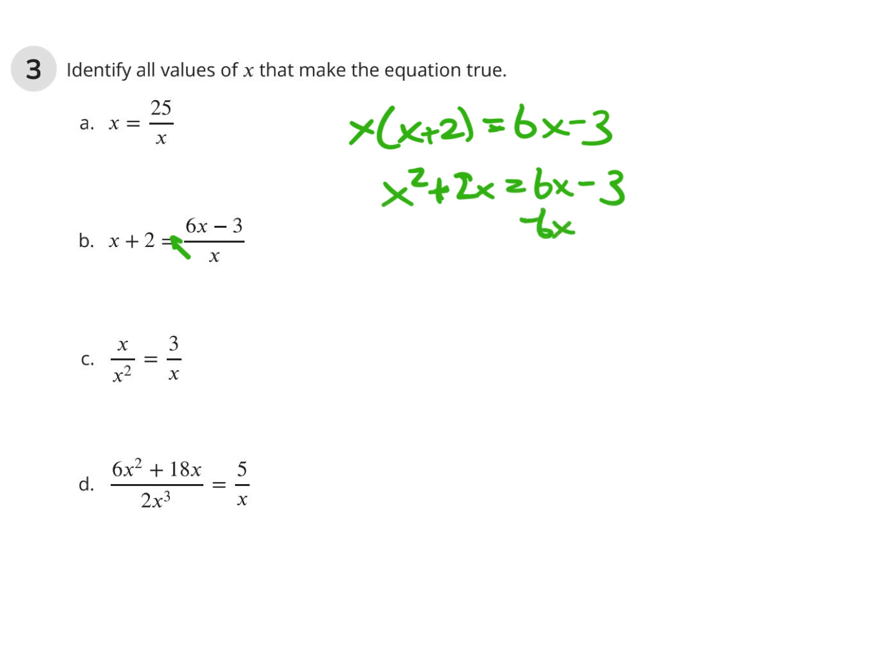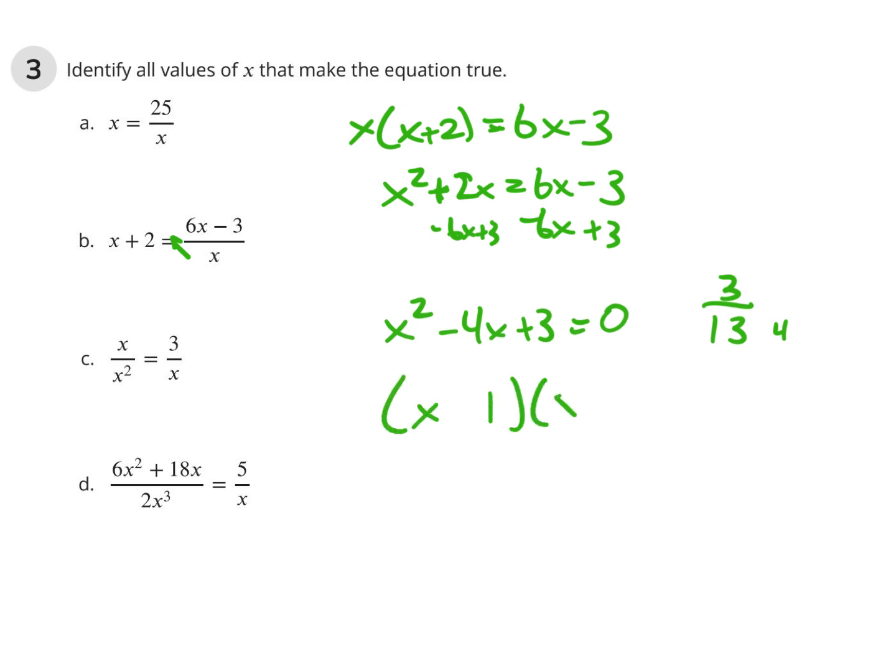So I'm going to subtract 6x. I'm going to add 3 to both sides. I get x squared, 2x minus 6x is minus 4x, plus 3. I have it equal to 0 because I moved everything off the right. Now I take my factors of the third term. They happen to add to 4, so this is easily factorable.